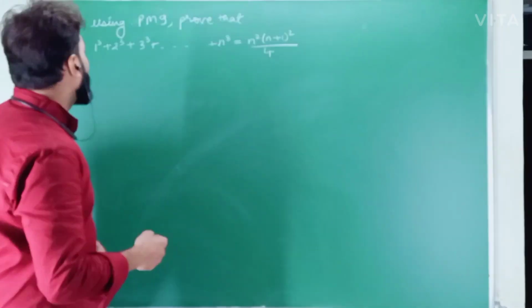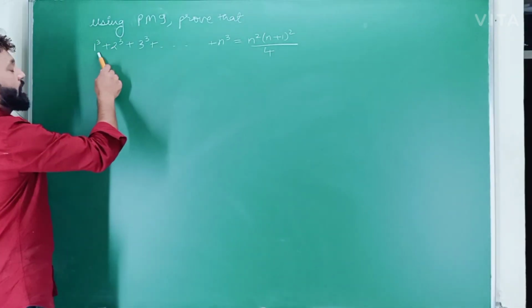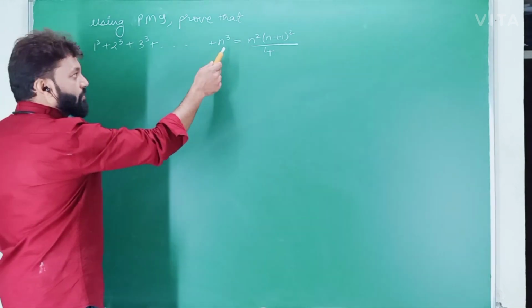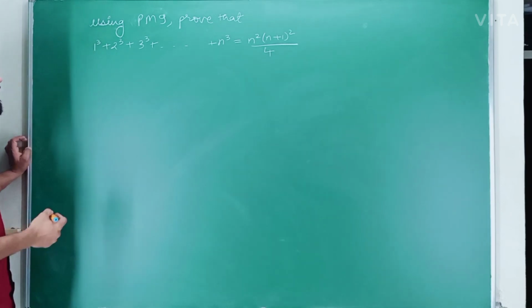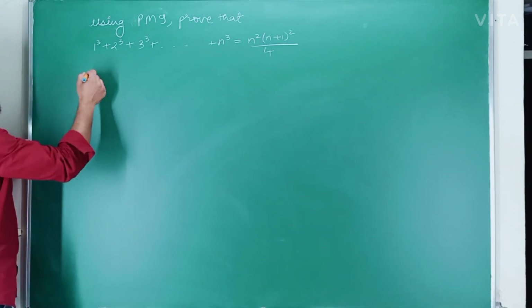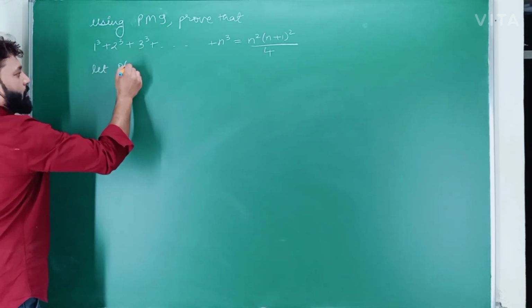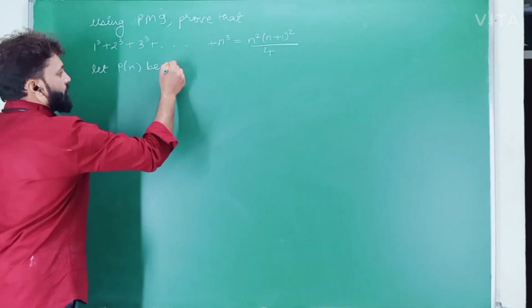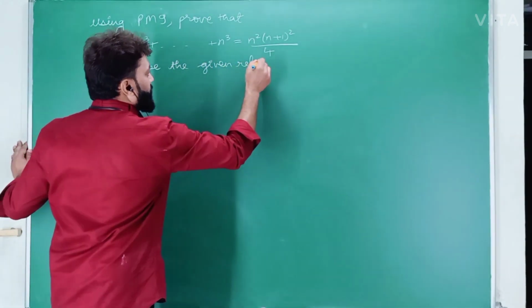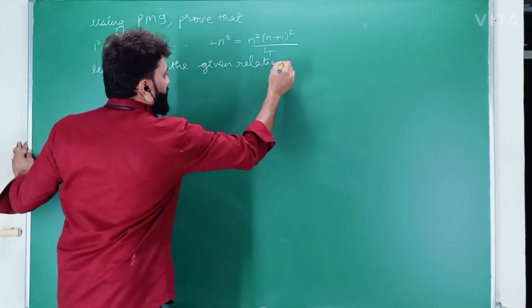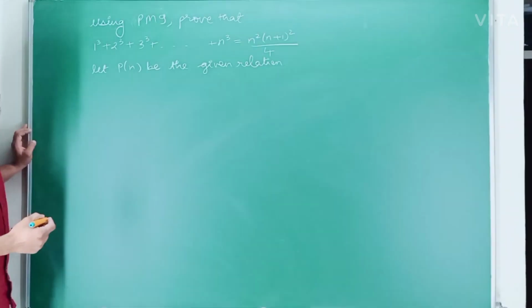Today we will be doing, using induction, prove that 1 cube + 2 cube + 3 cube and so on till n cube equals n square (n + 1) whole square whole upon 4. Now the very first thing to be done: let Pn be the given relation. So we have assumed this relation to be Pn.